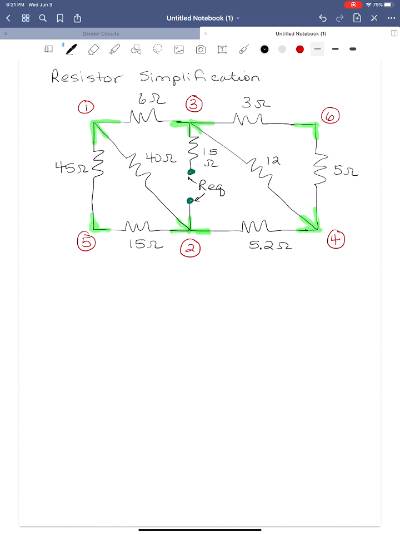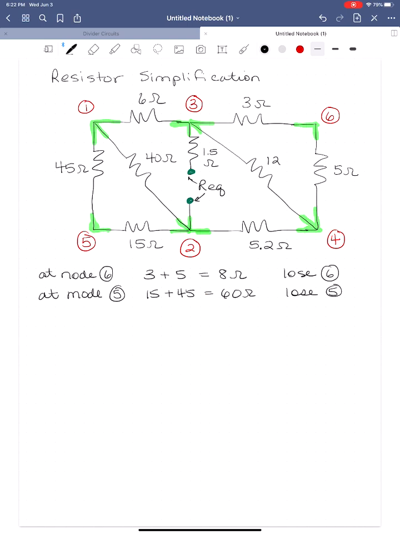So let's start by looking at the spots where we have elements in series, and that's at node 5 and node 6. So if we look at node 6, we've got 3 in series with 5 to make an 8 ohm resistor. We're not solving for anything here other than the resistance, so we don't have to worry about keeping track of voltages and currents. So we will lose node 6 when we make this simplification. And at node 5, we have the same situation, but in this case we'll have 15 in parallel with 45. We will get 60 ohms there, and we will lose node 5 when we make that combination.